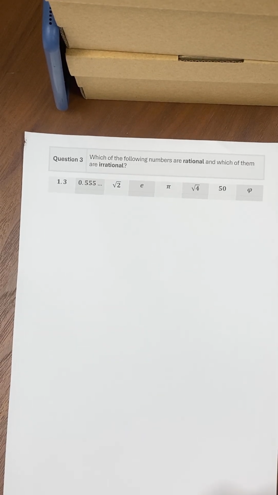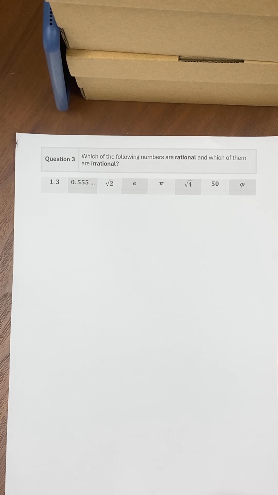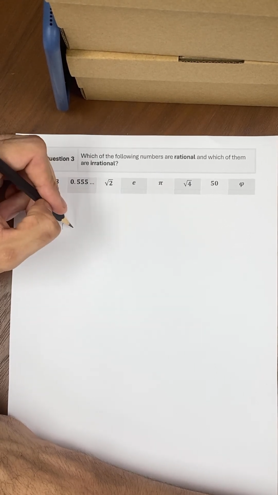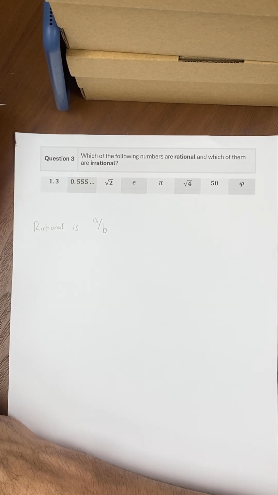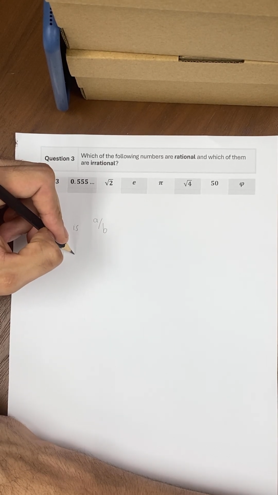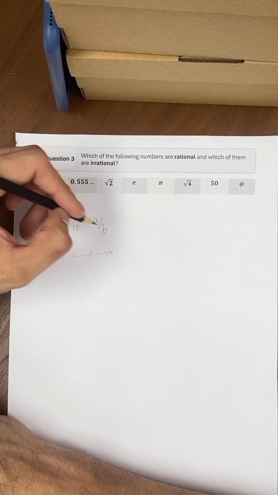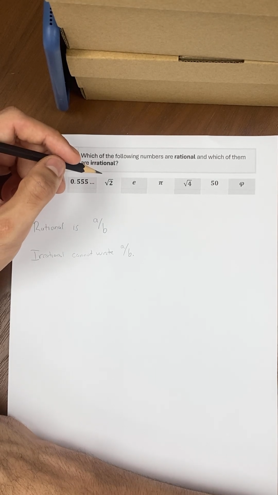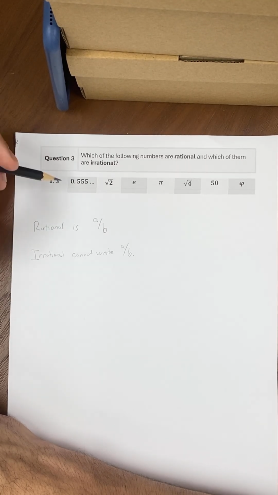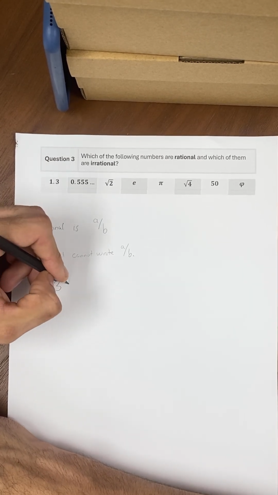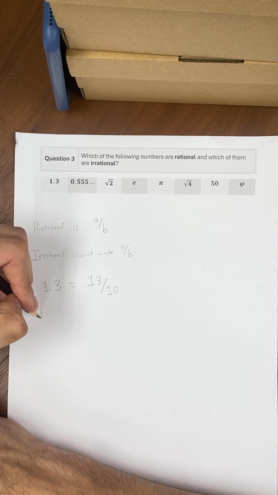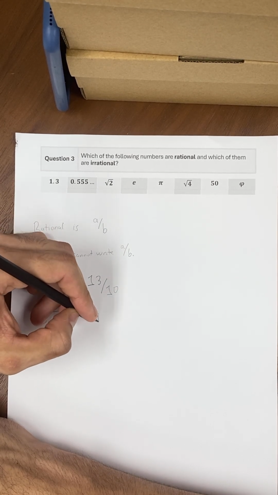Number 3 asks us, which of the following numbers are rational and which of them are irrational? Rational means you can write the number as a over b, a fraction. Irrational means we cannot write a over b. A and b are numbers like 1, 2, -2, 500, 3, whole numbers basically. 1.3 is rational because 1.3 equals 13 over 10. 0.55555 is rational because it equals 5 over 9.